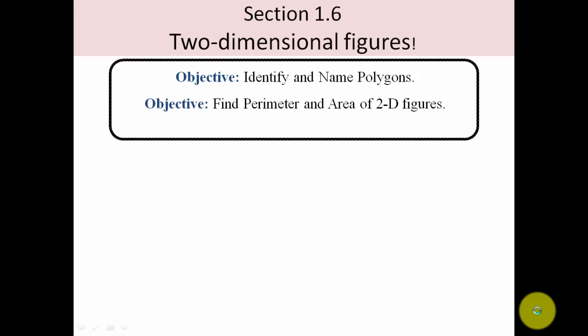This is section 1.6, two-dimensional figures. Our objectives are to identify and name polygons and find perimeter and area of 2D figures.